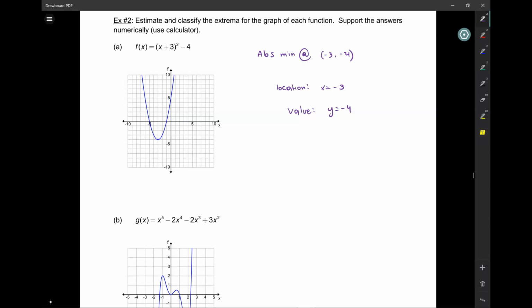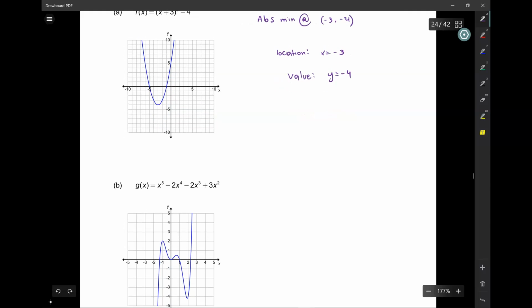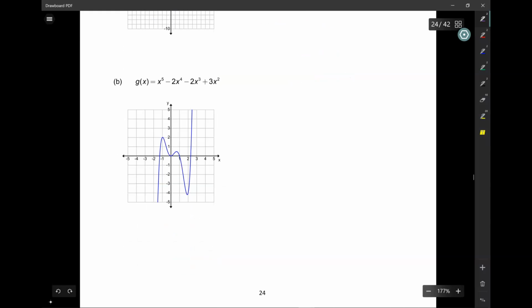For function notation, it'll be f of -3 equals -4. Okay, let's do function notation for this one. Let's do the maxima first. Where is there a maximum? Here, here. That's it.